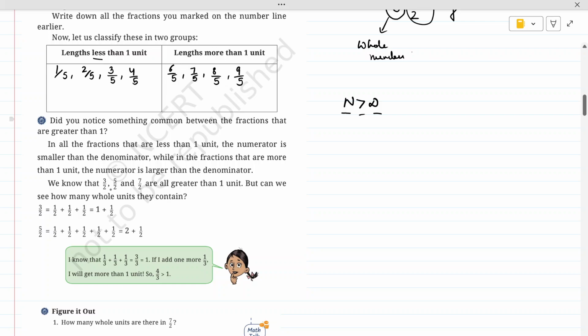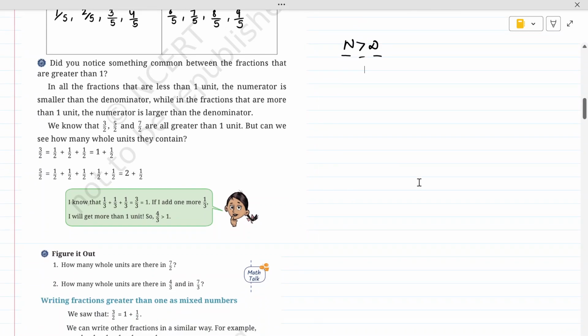Now, we know that 3 by 2, 5 by 2 and 7 by 2 are greater than 1. But can we see how many whole units they contain? So now, how can we represent 3 by 2 to understand how many wholes are there? So kids, here we have two methods.